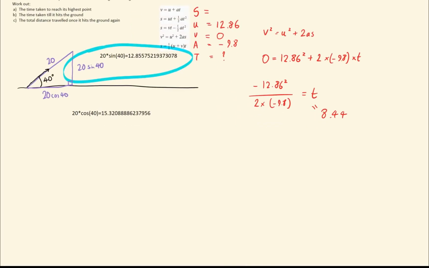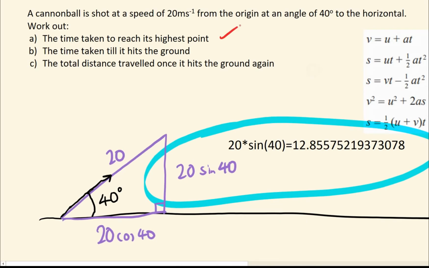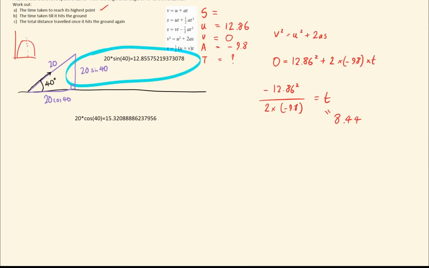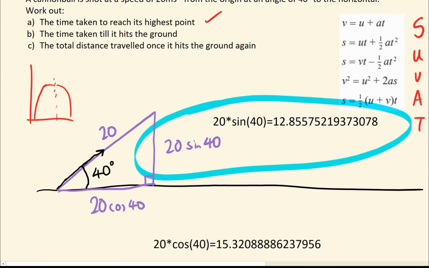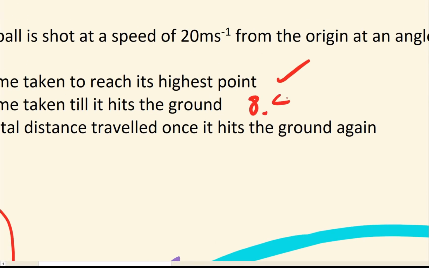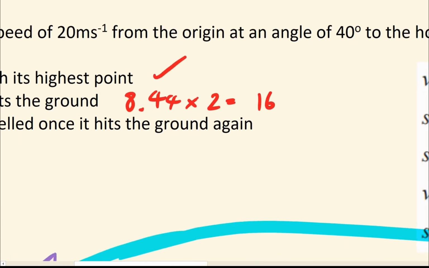Okay, so that was part A done. We want the time taken until it hits the ground. This is a very straightforward one. We know that for any parabola, anything being shot without air resistance, it's going to be perfectly symmetrical. So basically it'll take half its time going up and half its time going down. We know the time going up was 8.44. The time it hits the ground will just be double 8.44, which gives us 16.88.